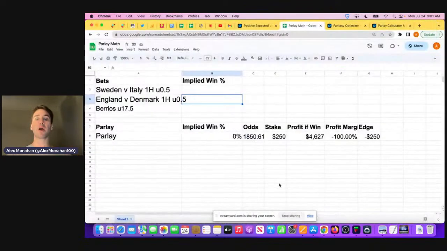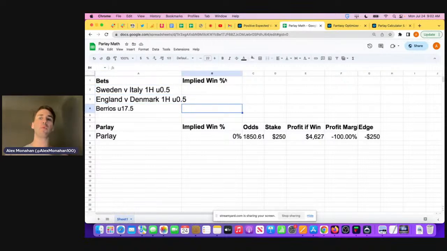To figure out the profit margin of my parlay, I just need to know that all of these events are uncorrelated, right? It's 3 different games. So to figure out the probability my parlay wins, I just need to know the probability each of my legs wins, right?